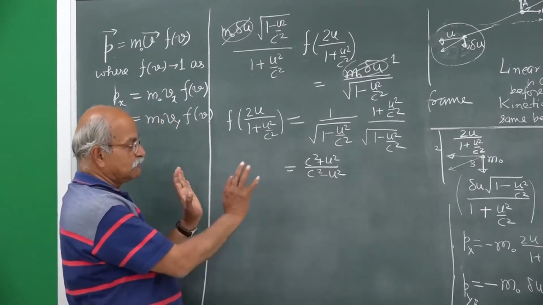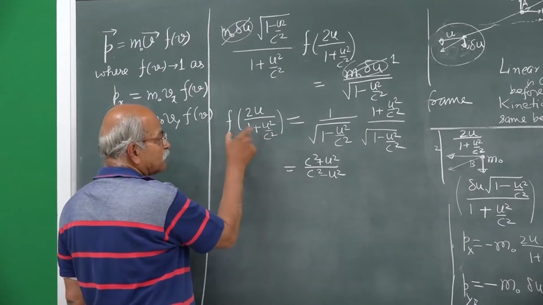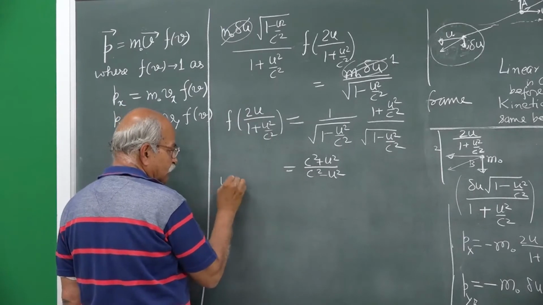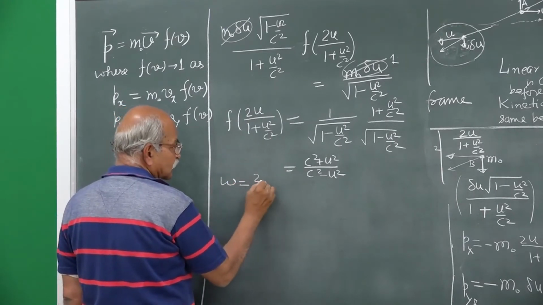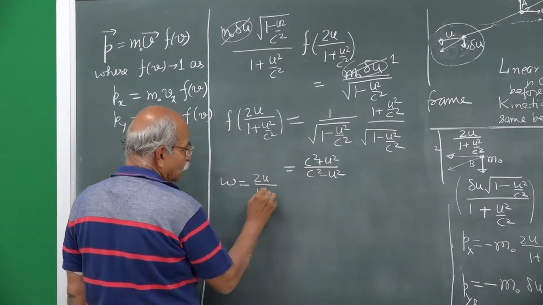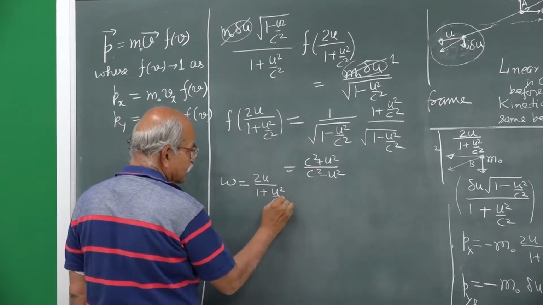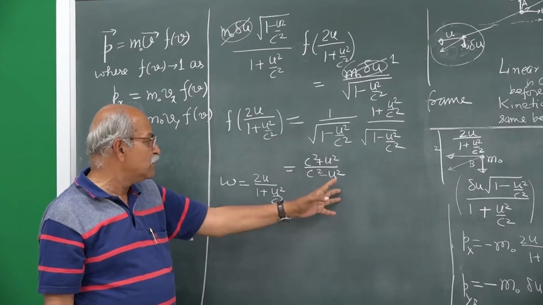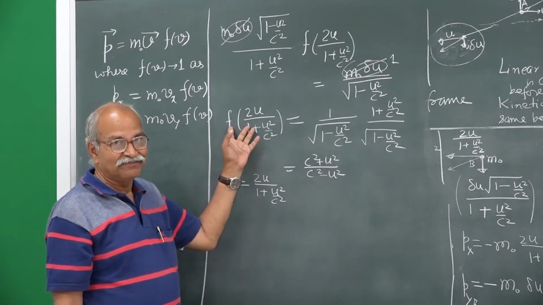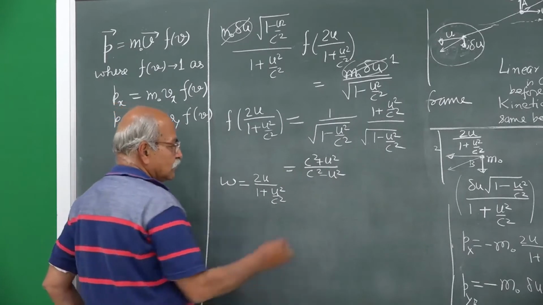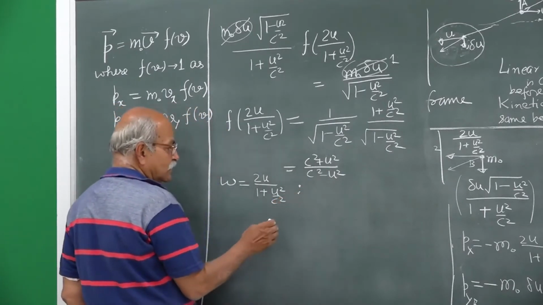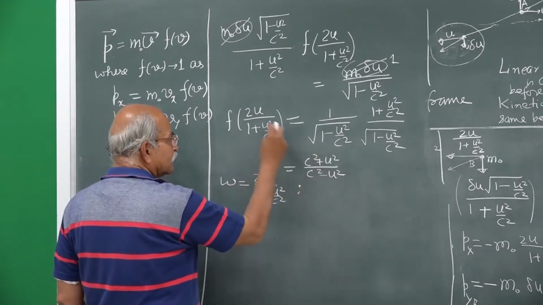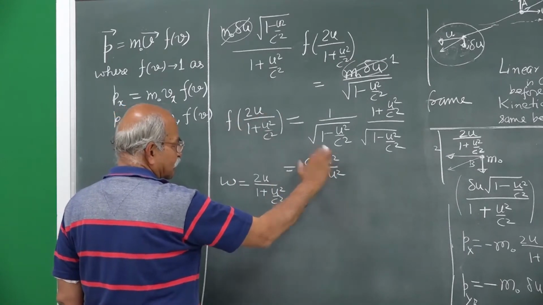Now, we have some concrete result with us about this functional form f, and if I call this whole thing w, let us call w equal to 2u by 1 plus u square by c square, so that this becomes f of w, and if I can write this as a function of w, I know what the functional form is, and it is a very simple one, and I just do the shortcut. From this equation you can write u as a function of w, and then you can put that here, and this is f of w in terms of w.